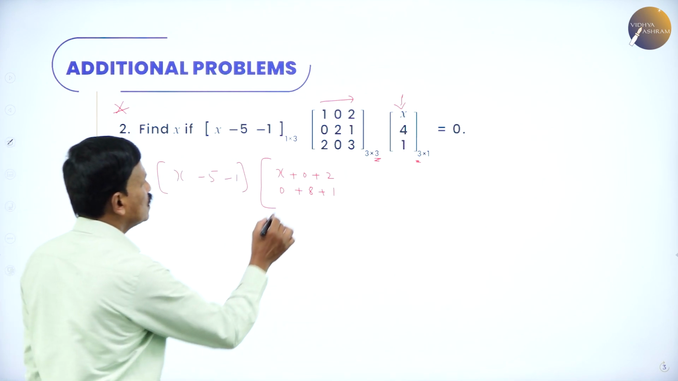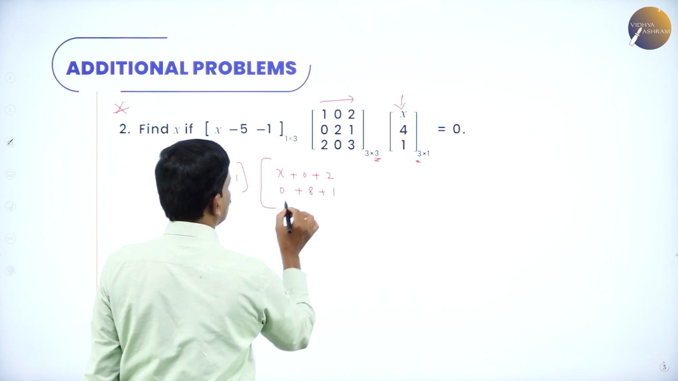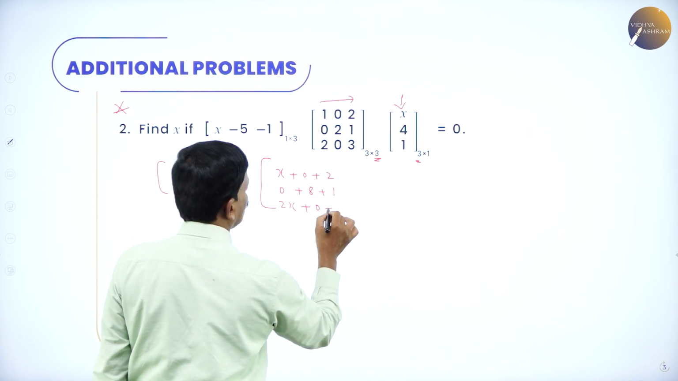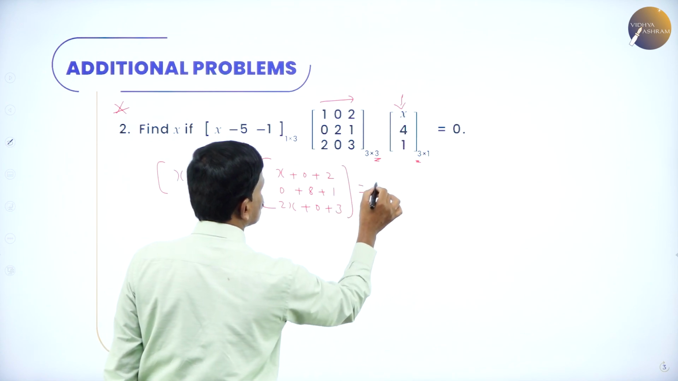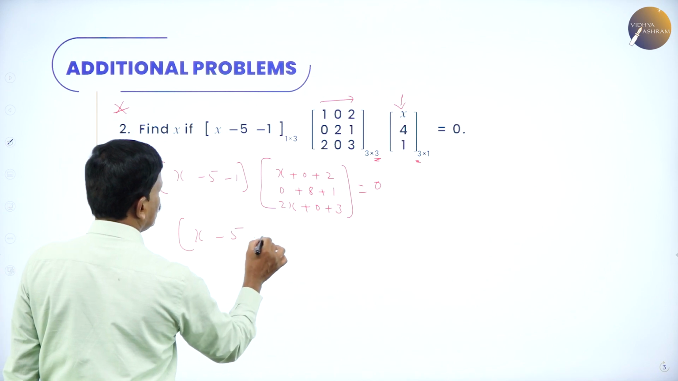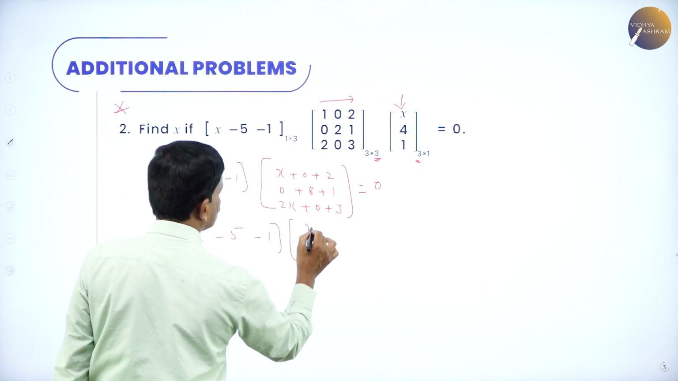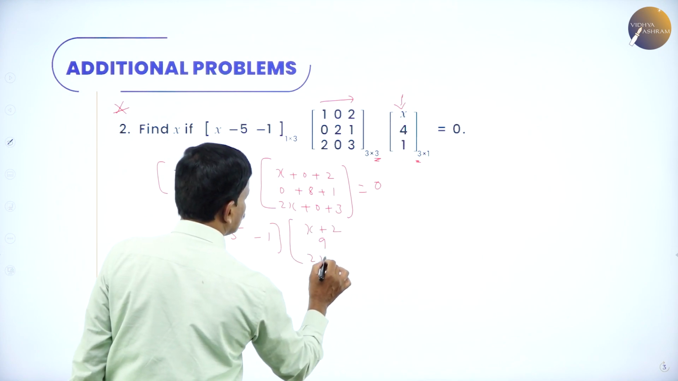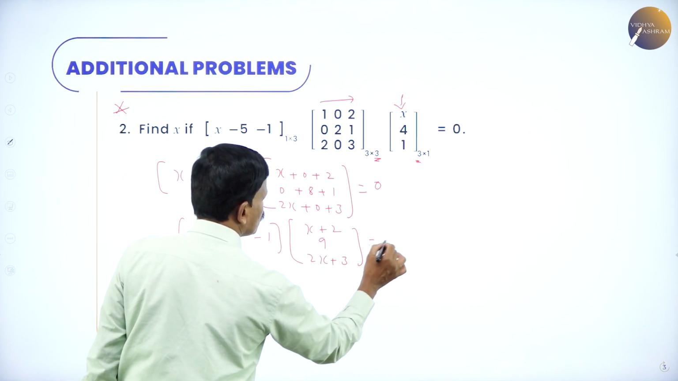Third row, first column: 2 into x is 2x, plus 0 into 4 is 0, plus 1 into 3 is equal to 3. This is equal to 0. Now that is x minus 5 minus 1. Simplify this: x plus 2, 8 plus 1 is 9, 2x plus 3. This is equal to 0.